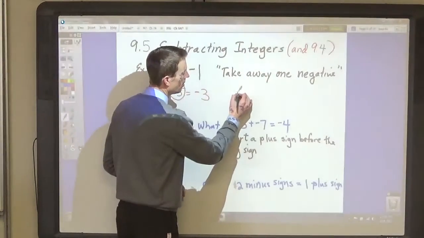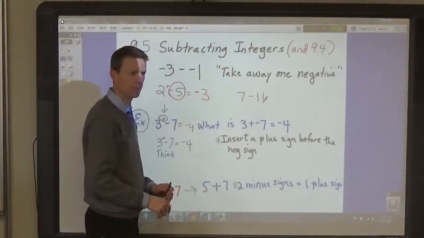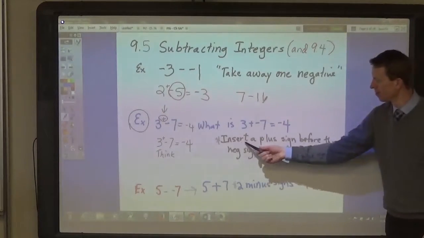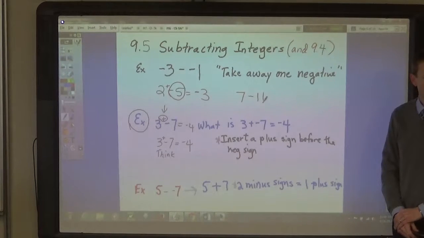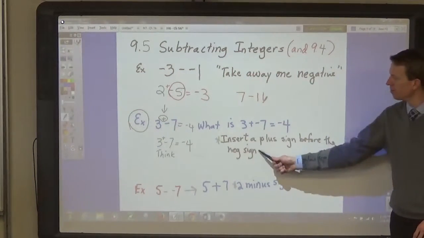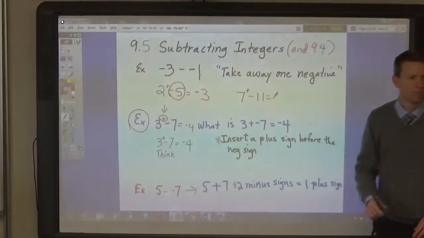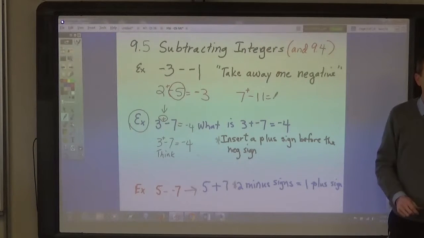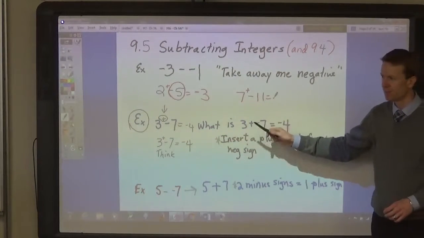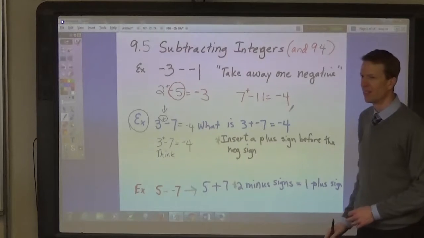How about this one? Let's see. 7 minus 11. How would we figure that out, Maya? Just read what it says. Insert a plus sign before the negative sign. Yep. So put in a plus sign here, and then solve it. Who knows what 7 plus negative 11 is? Aiden? Negative 4. Yep.